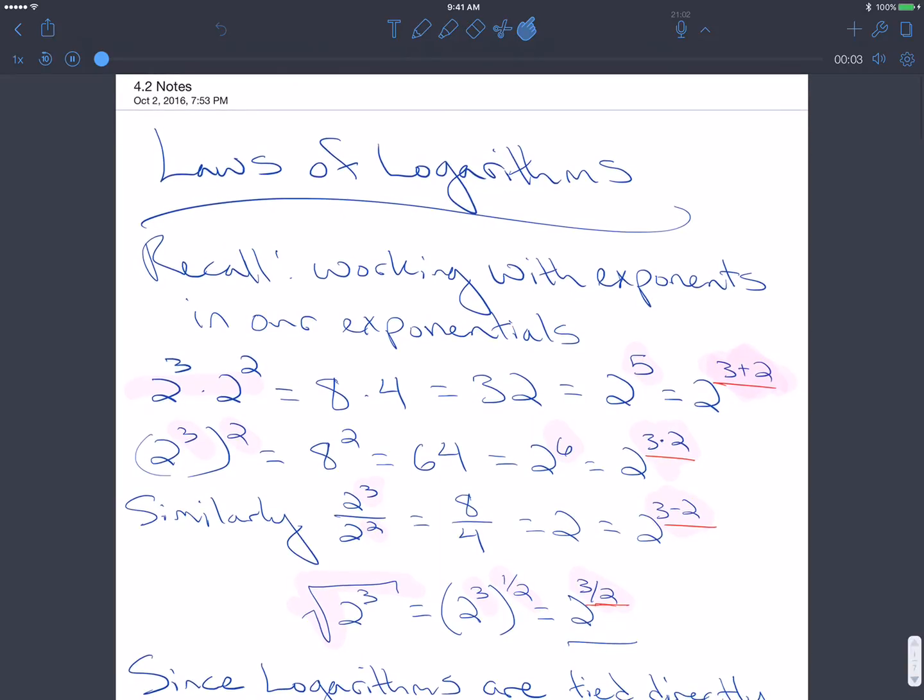4.2, more logarithms. I know you're excited. So, if you remember back in the previous sections, we were working with exponents and our exponentials.